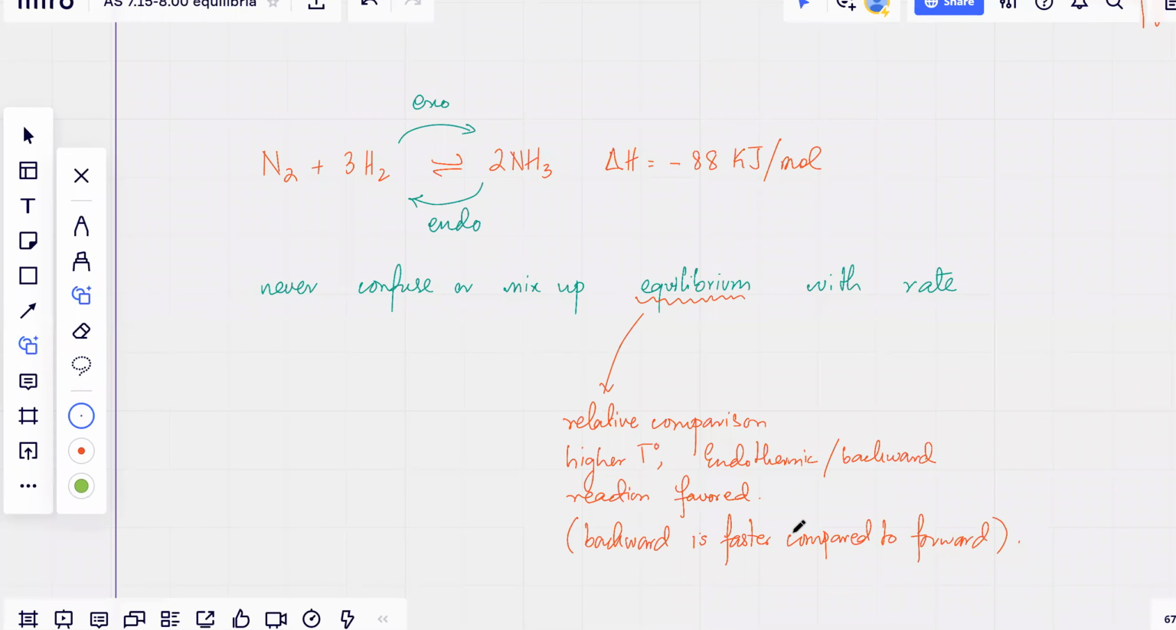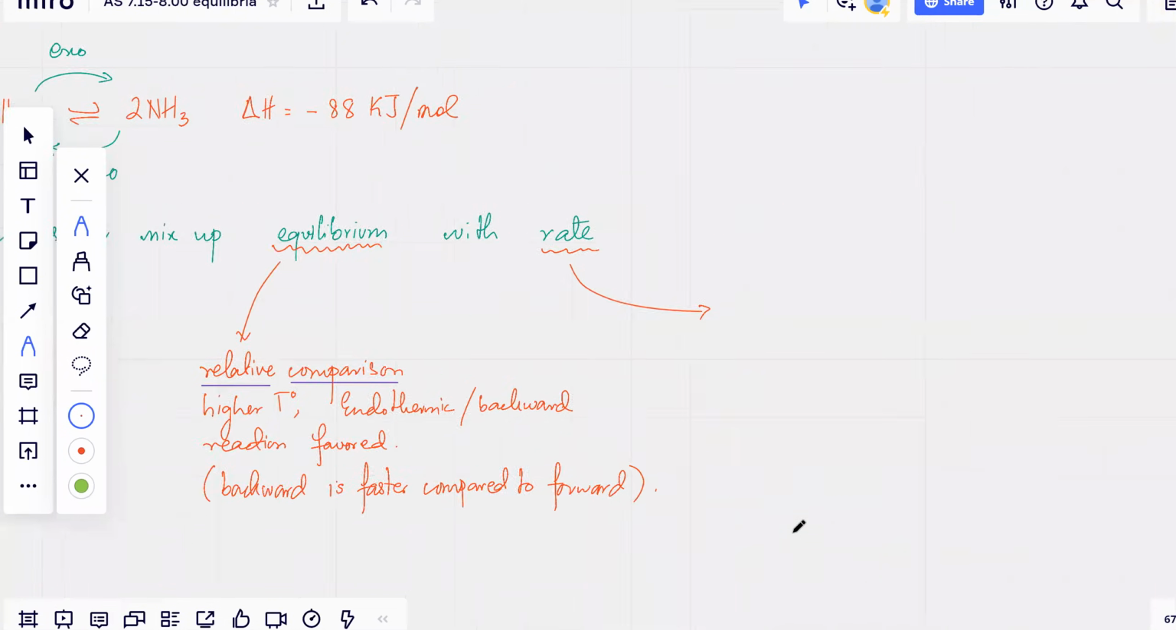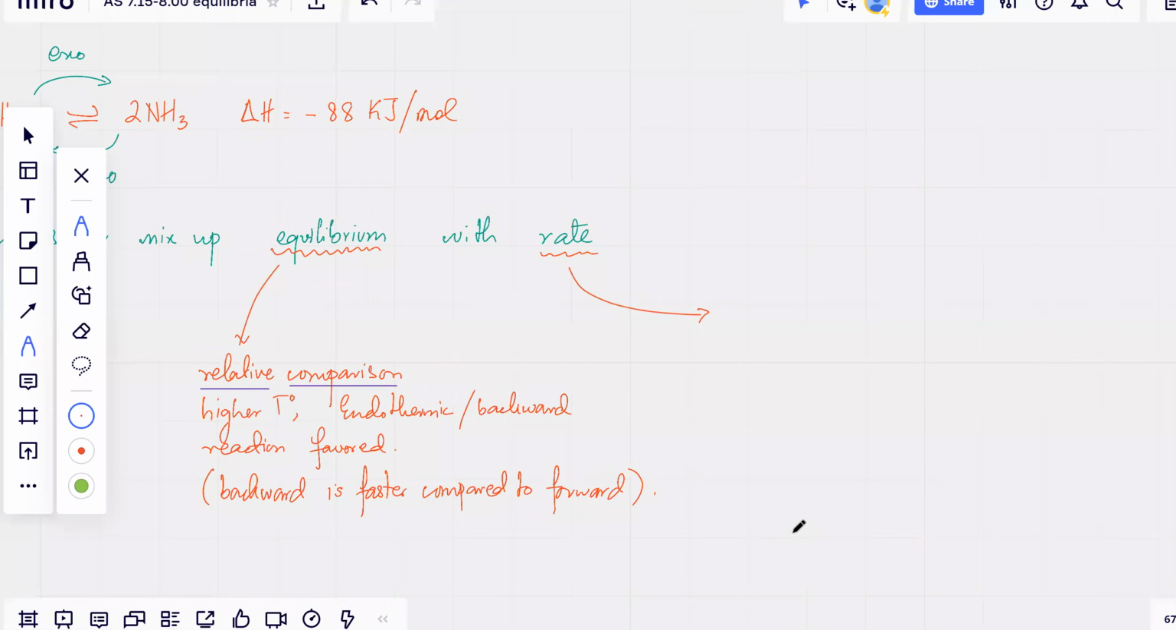Yes. Okay. So remember, it's always a relative comparison, and the questions usually mix the two things up. That's what they're trying to get you confused with. So be very careful. Is the question talking about equilibrium? Remember, equilibrium is a relative comparison. If it's talking about the Le Chatelier principle, that is a relative comparison.